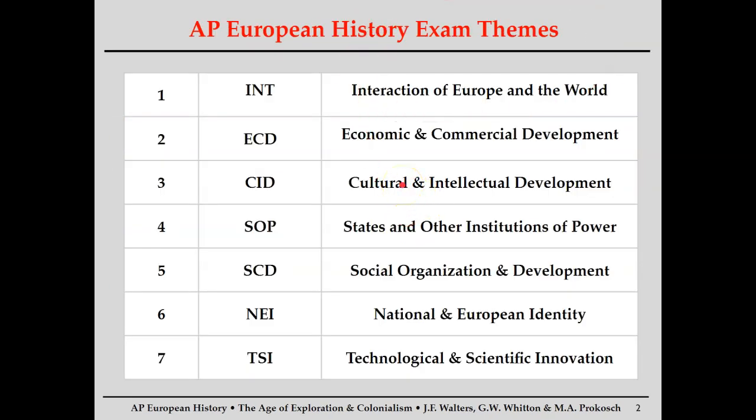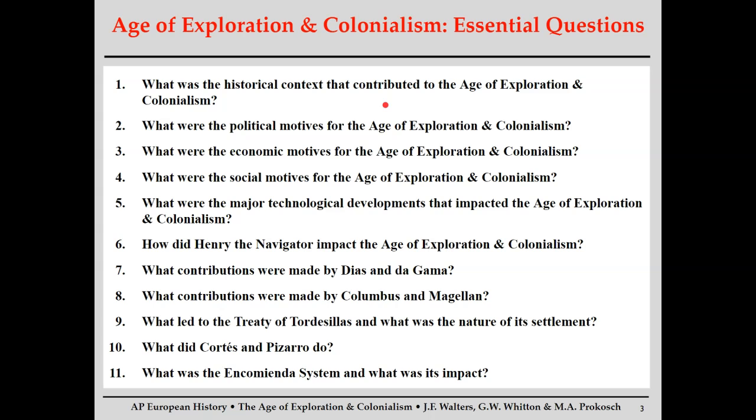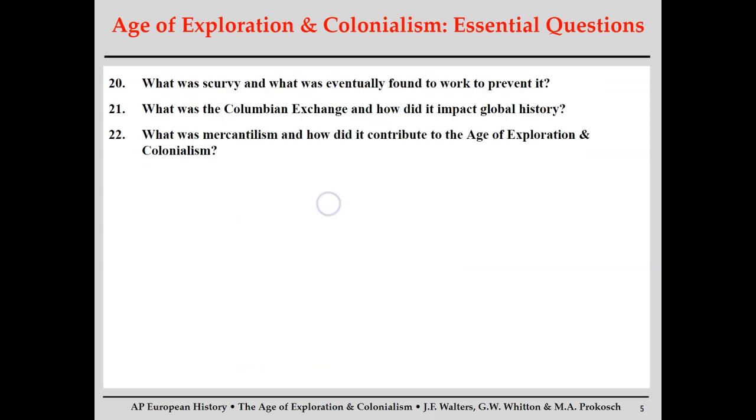All right, as always, our exam themes, we don't need to know them, but they're kind of cool just to look at. Overall here, we're going to see a lot of states and institutions of power and technology as well. And of course, since we're talking about Europe and the rest of the world, here you go, interaction of Europe and the world. All right, as always, our essential questions. For this section in particular, we're really going to focus on the motivations, the causes of exploration and colonialism. So political reasons, economic reasons, social reasons, as well as some of the earlier technology that allowed Europe to be so dominating in this control of the world.